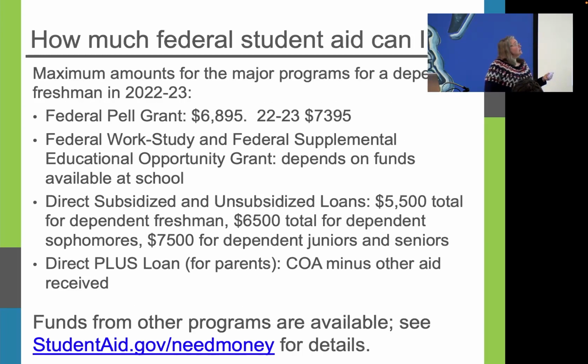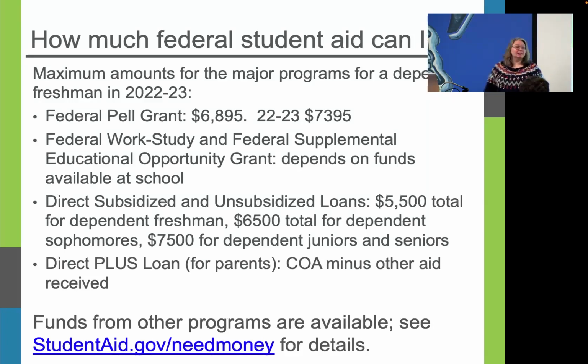So the maximum amount, how much financial aid you can get for the Pell Grant for 22-23 was $6,895. Next year it goes up to $7,395. So the Pell Grant does typically increase a bit each year historically, and it went up quite a bit this year. For the Work Study and Supplemental Educational Opportunity Grant, that amount's going to depend on the school you attend, because each school gets allocated a different pot of money by the government, and it's based on enrollment.